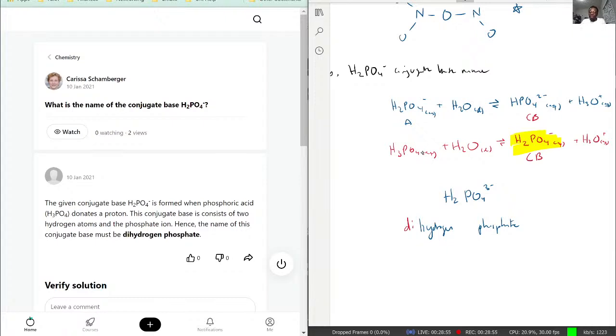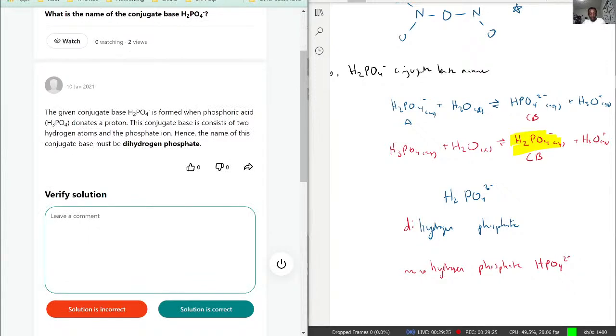If we have the first one, for example, this one will just be known as hydrogen phosphate. Okay? Or I guess even monohydrogen phosphate. But most likely it's just hydrogen phosphate. And I'm referring to the HPO4 2 minus. Okay? So with that being said, let me just check here. We have dihydrogen phosphate, just like how they did, and this would be correct.